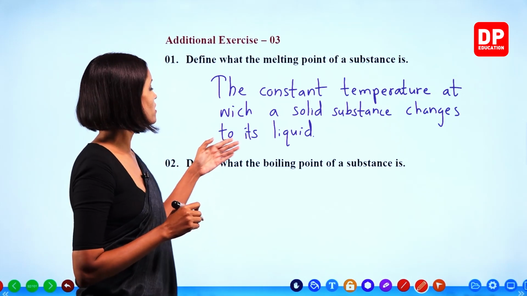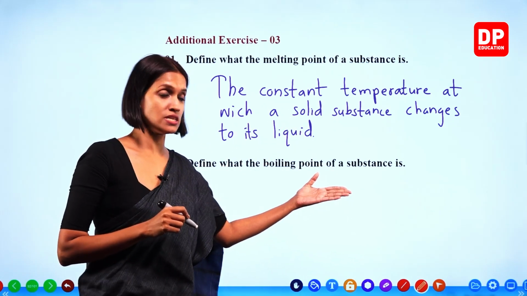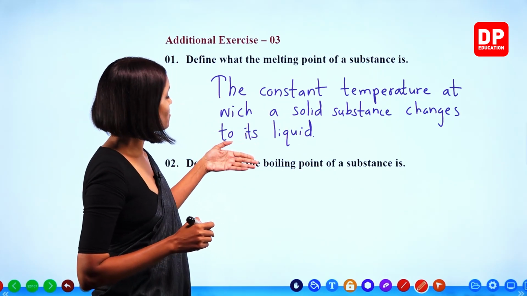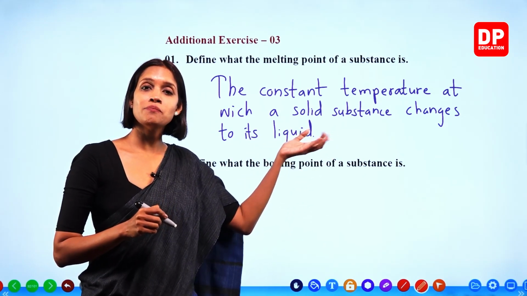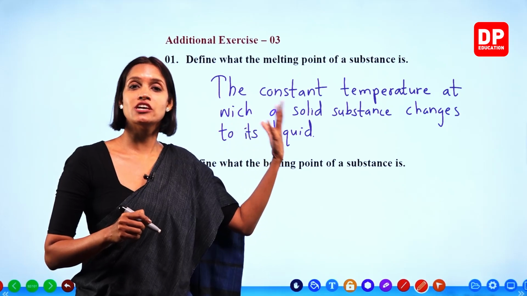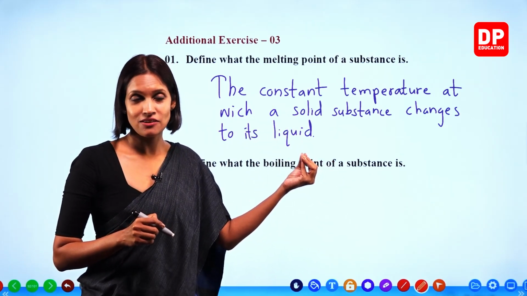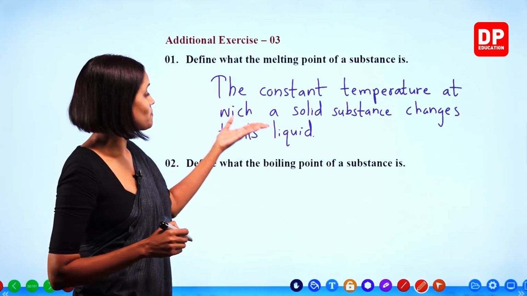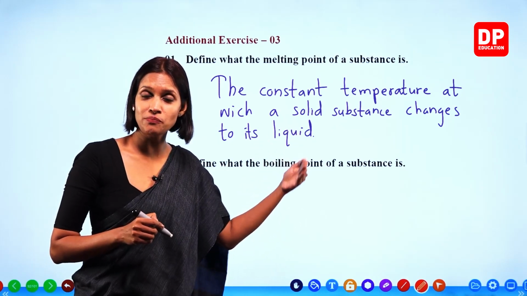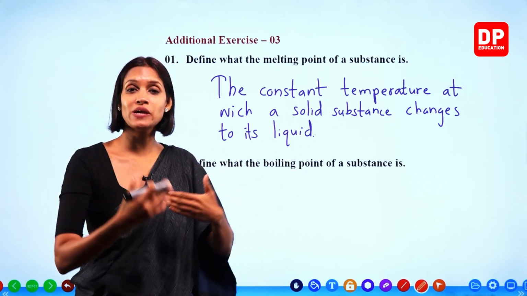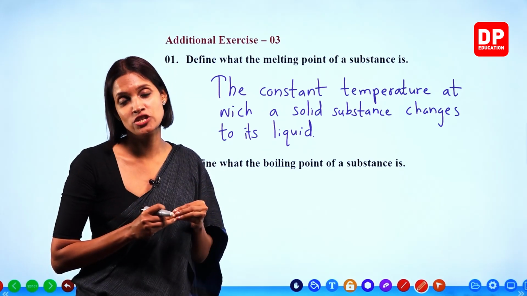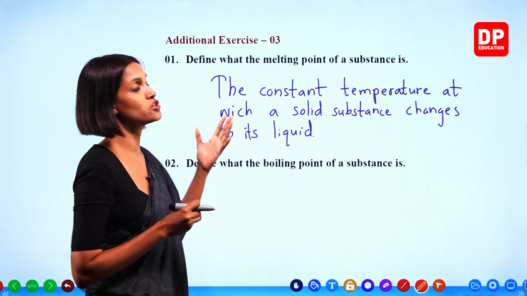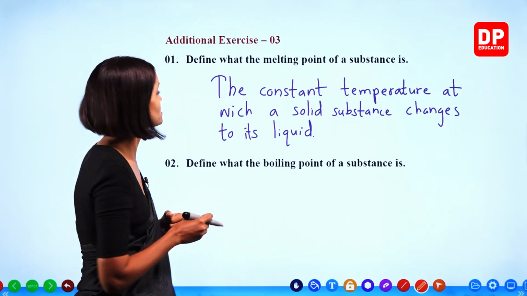Right? Define what the boiling point of a substance is. So when heat is provided to a liquid, at one point it gets heated up, and at one point it will change to its gas. Right? So that constant temperature, because during that time period of change, what happens, children? The temperature remains constant without changing. So that specific temperature is known as the boiling point, right?